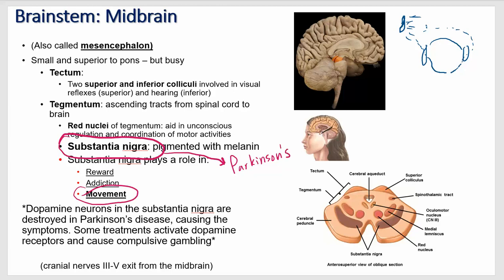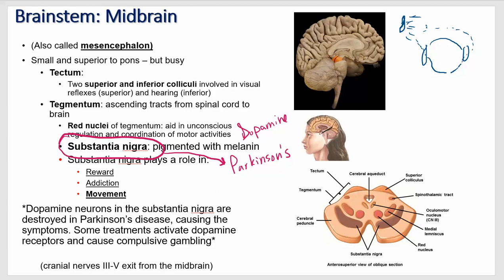Usually when we see people with Parkinson's, their movements are also affected by additional drugs, and it's hard to get the medications right. But that's the area. These dopamine neurons in the substantia nigra die, and that's what causes Parkinson's disease. Okay, so dopamine neurons in the substantia nigra are destroyed in Parkinson's disease, causing the symptoms.